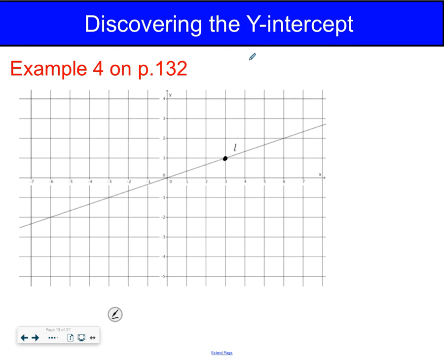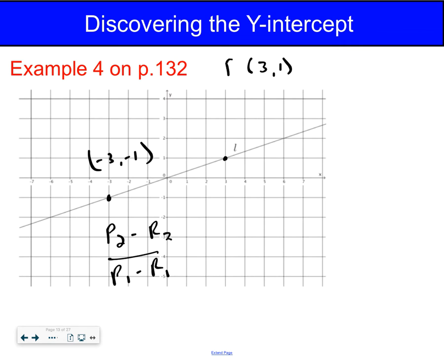Let's say they give me the point (3, 1) and the point (-3, -1). And they say you need to find the slope using these 2 points. Well, remember the slope formula we came up with: P2 minus R2 divided by P1 minus R1. So let's call this one P up here and call this one R.